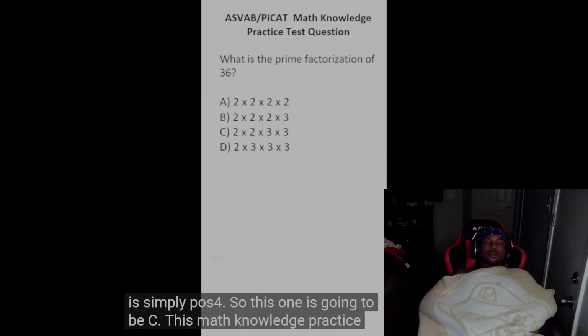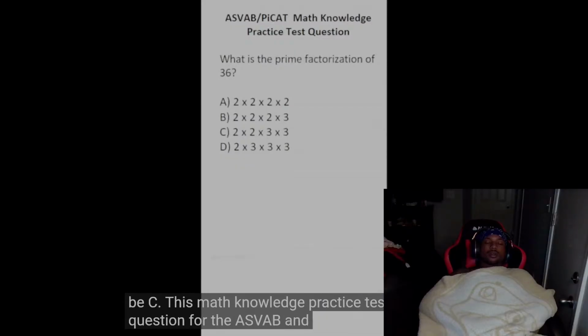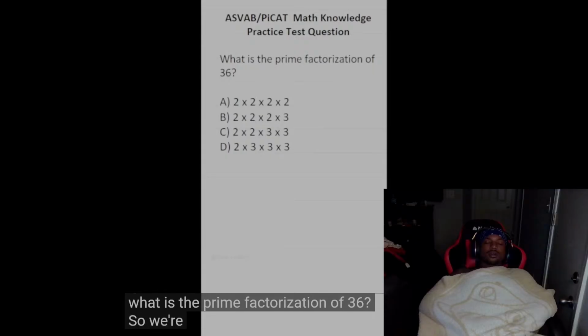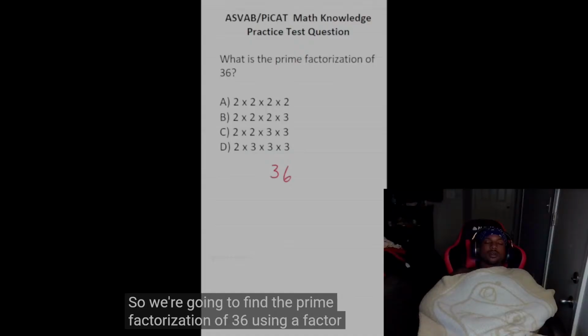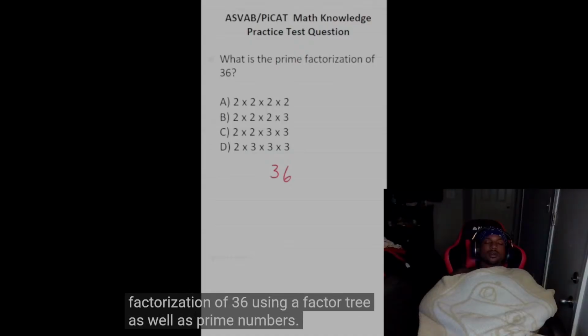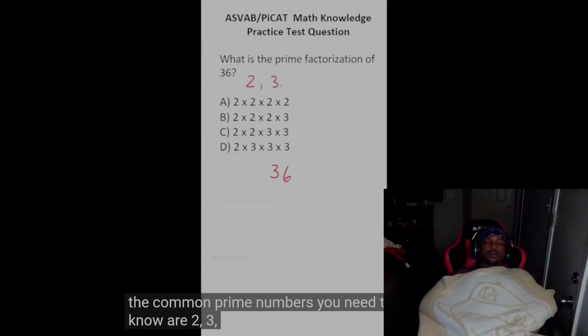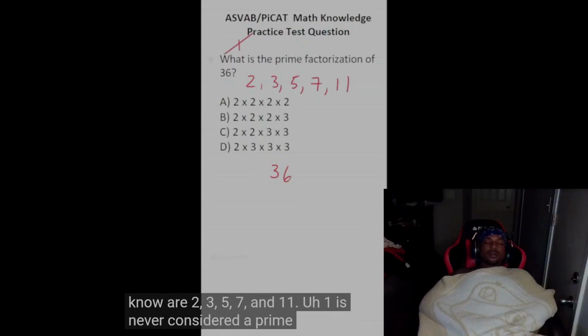This math knowledge practice test question for the ASVAB and PiCAT says, what is the prime factorization of 36? So we're going to find the prime factorization of 36 using a factor tree as well as prime numbers. Again, a number is considered prime if it's only divisible by 1 and itself. And some of the common prime numbers you need to know are 2, 3, 5, 7, and 11. 1 is never considered a prime number.